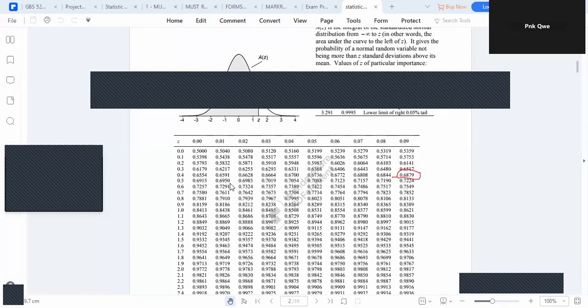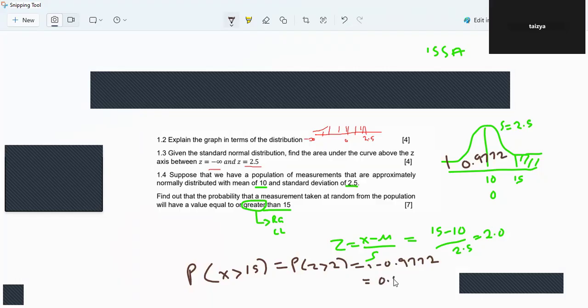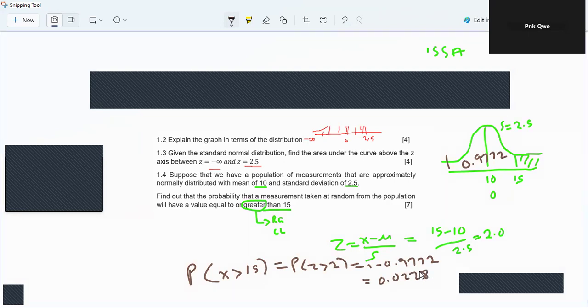After what we looked at, this is just porridge, isn't it? So this is the area from here to here. How do we get the reading from there? The probability that x is greater than 15 is the same as the probability that Z is greater than 2. So we're going to have 1 minus 0.9772. Who remembers the answer even without calculating? 0.0228. Yes, 0.0228. Now we're putting your memory to use.